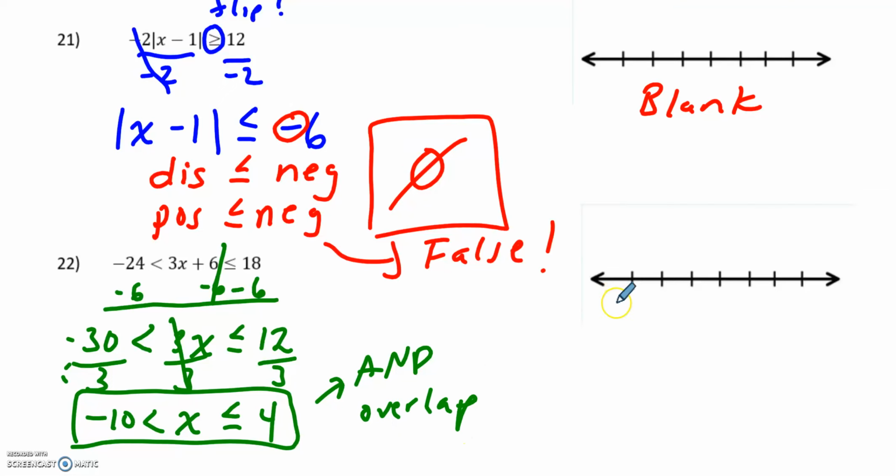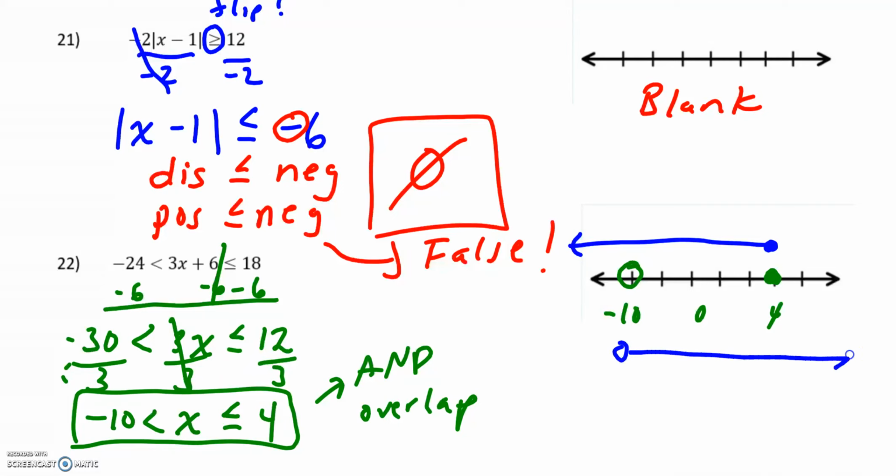So if I cheated a little bit on the graph and had negative 10 here and 4 here, 0 somewhere in the middle, I'm going to have an open dot on negative 10. I'm going to have a closed dot on 4. And the long way, what this means is x is less than or equal to 4. So here and down. And this piece means x is greater than negative 10. So unlike the previous problem number 20, this is an AND problem, so we're only graphing where these two things overlap. So these two blue lines only cross in between these two dots. So your answer will be open dot, shading, closed dot.